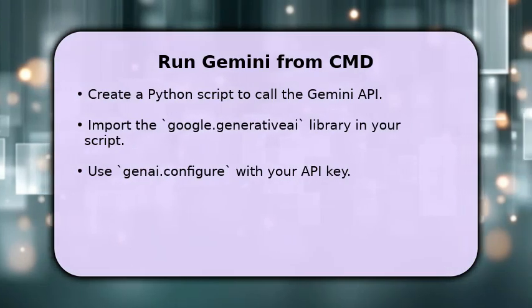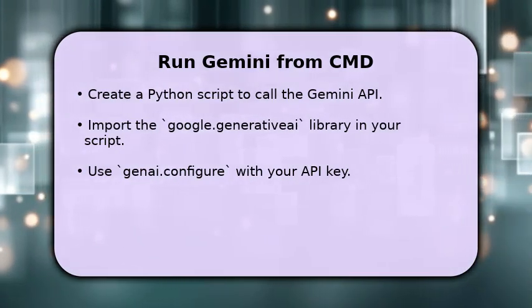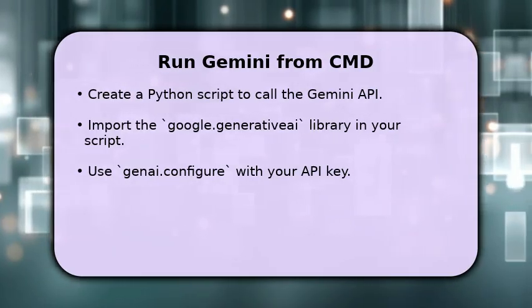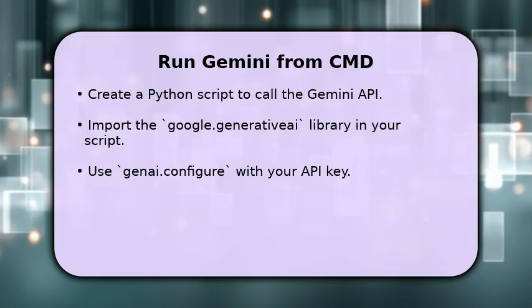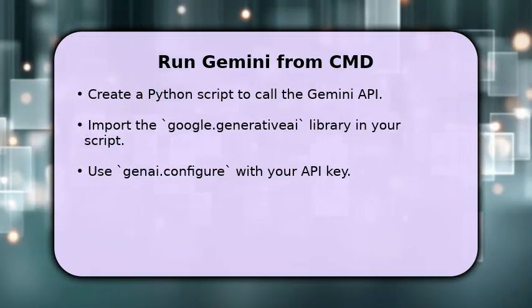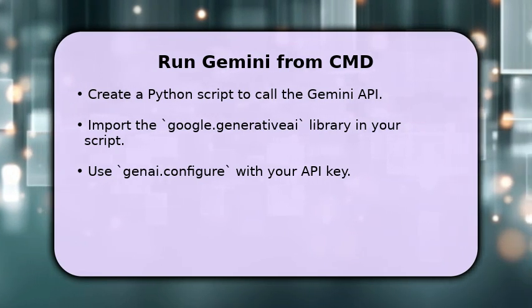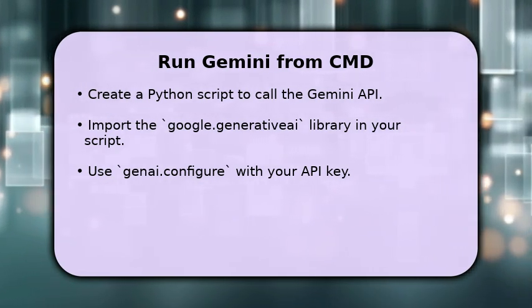Finally, let's run Gemini from your command prompt. Create a simple Python script, perhaps named gemini_cmd.py. Inside this script, you'll import the Google Generative AI library. Then, configure the library using genai.configure and your GOOGLE_API_KEY environment variable.